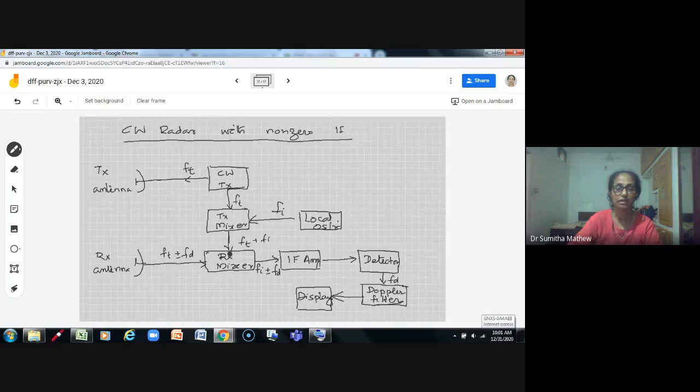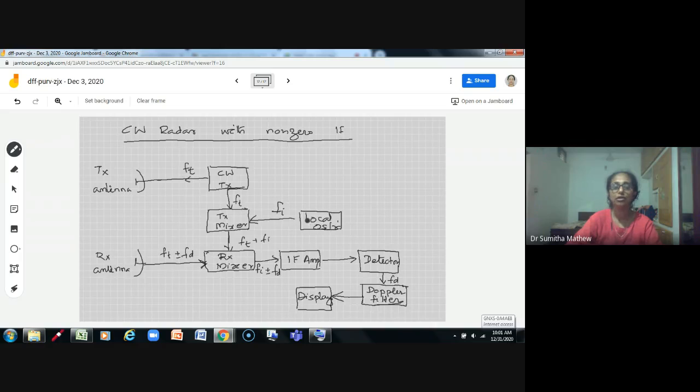It is given as a reference to the receiver antenna, where you receive the input signal shifted in frequency by an amount Fd, the Doppler frequency, because it is a moving target. The frequency gets shifted by an amount plus or minus Fd. So the transmitted frequency is Ft, and it is received back at Ft plus or minus Fd.